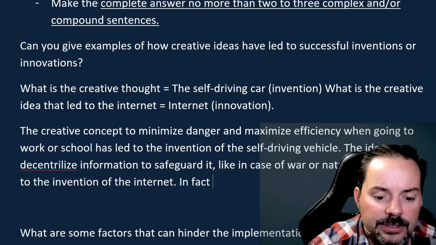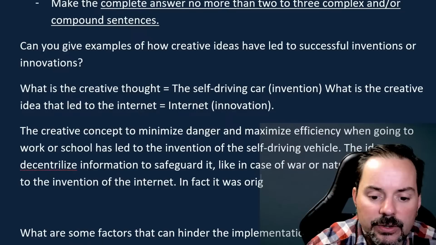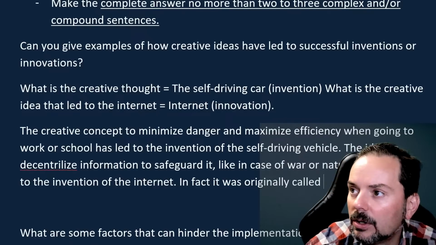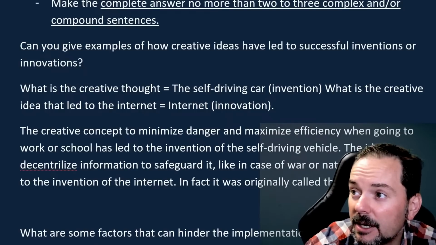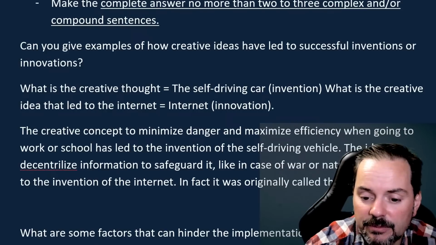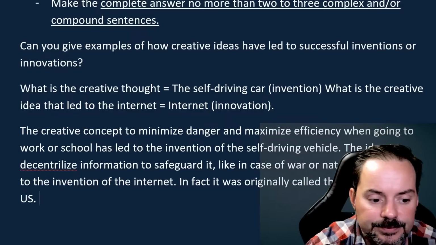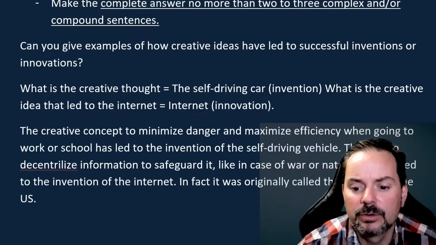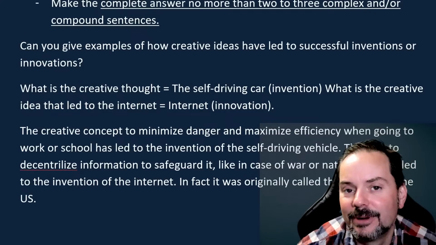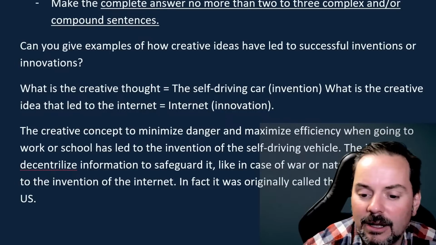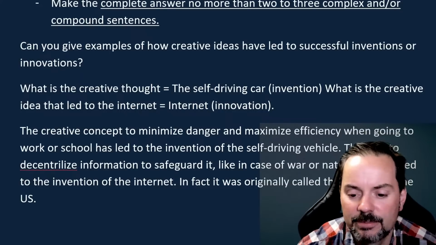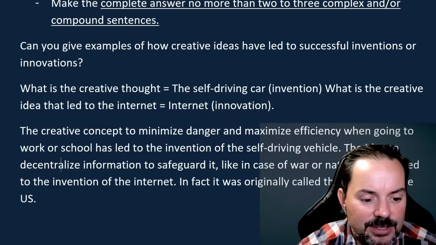In fact, it was originally called the ARPANET. I might be confusing Terminator with the actual name of it, ARPANET, in the US. No, Terminator was Skynet. That's right. Terminator called it Skynet. The scientists called it ARPANET, I believe, originally.